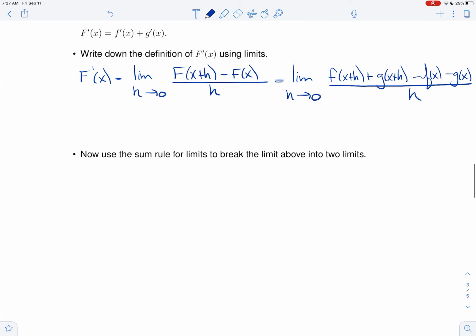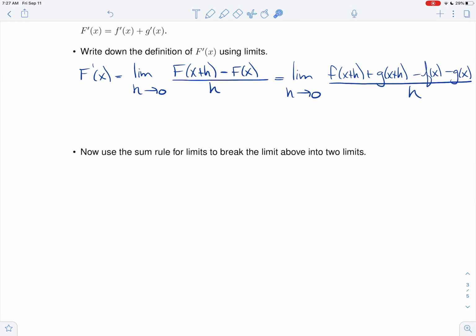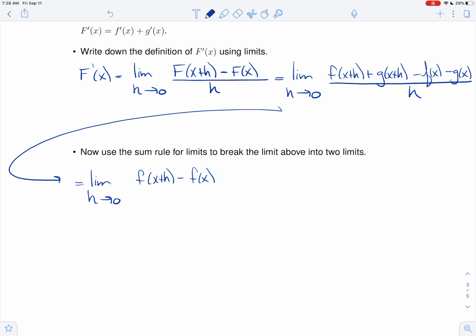So now we want to use the sum rule for limits to break this thing up into two limits. And so somehow you need to be able to group the f's and then group the g's. And so I'm going to write this like this. I can say this limit is equal to the limit as h goes to 0 of f of x plus h minus f of x plus g of x plus h minus g of x all over h.